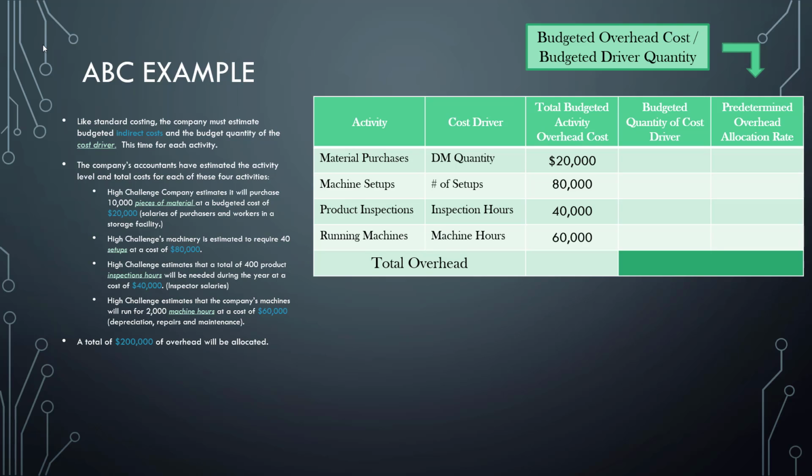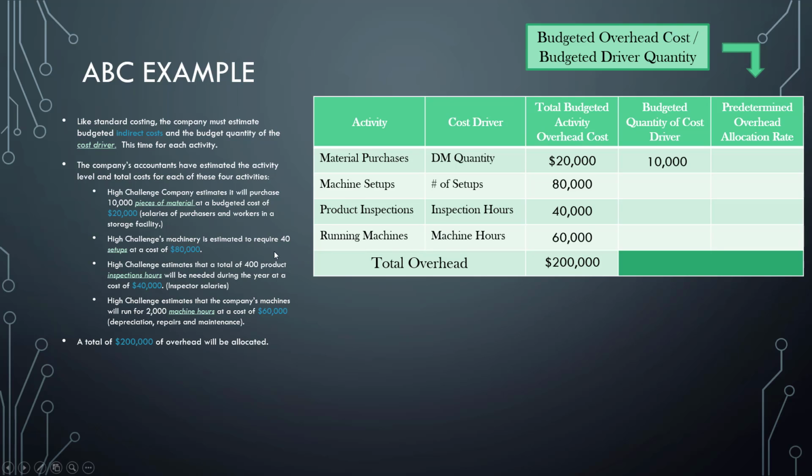And for machining, it was $60,000, leading to a total of $200,000 of indirect costs we need to get out of their respective pools and into the cost of these goods that we are producing. What is the budgeted quantity of the driver in total across all products? Well, for purchasing, their driver is direct material quantity, and we estimated over here that we're going to have to buy 10,000 pieces of material during the period.